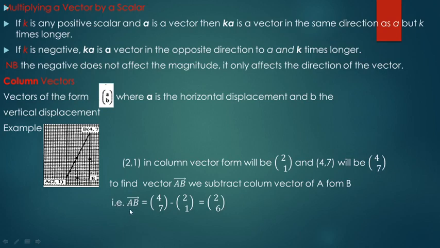And therefore, the AB vector, we have said, is OB minus OA, the column vector of B minus the column vector of A. B was (4, 7) in column vector form, minus A, which was (2, 1) in column vector form. You get vector AB as (2, 6).